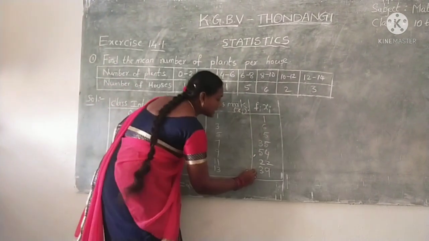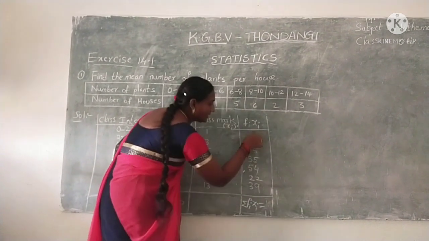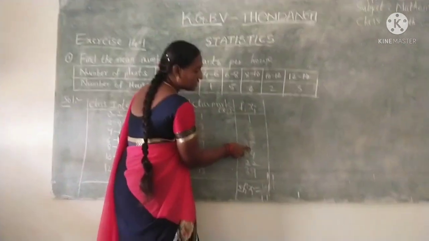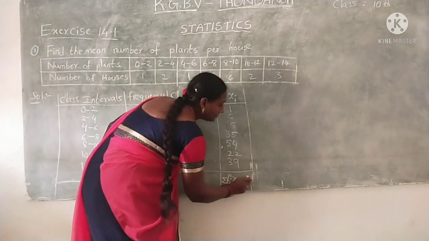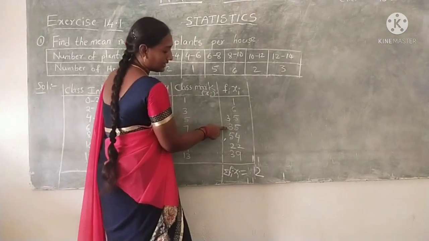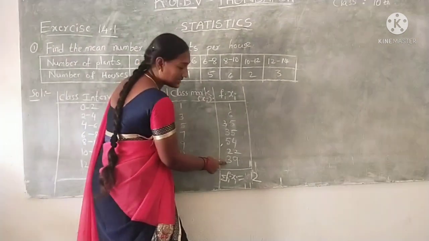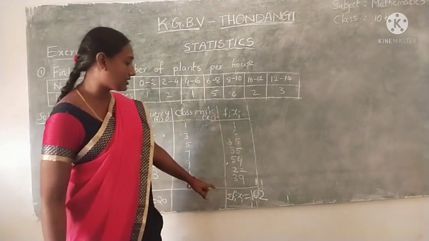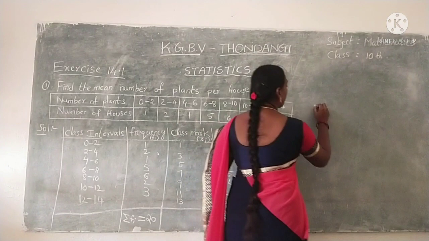And then sigma Fi Xi. So add all these values. 1 plus 6, 7; 7 plus 5, 12; 12 plus 35, 47; 47 plus 54, 101; 101 plus 22, 123; 123 plus 39, 162. So here the summation of all these values we get 162. Now we find the mean value.